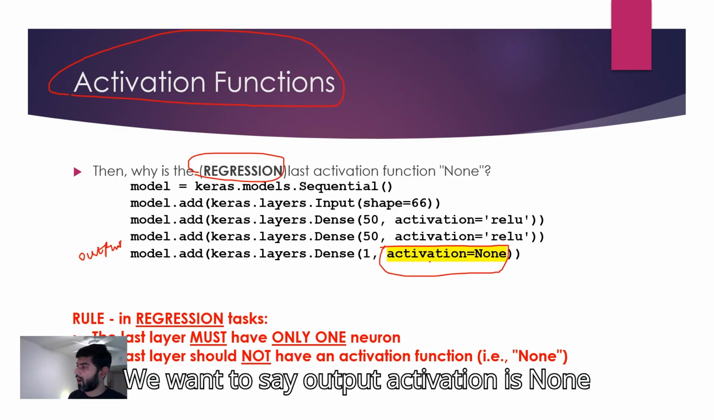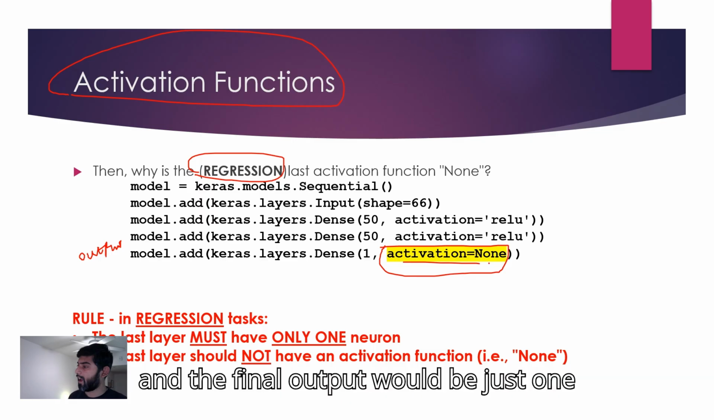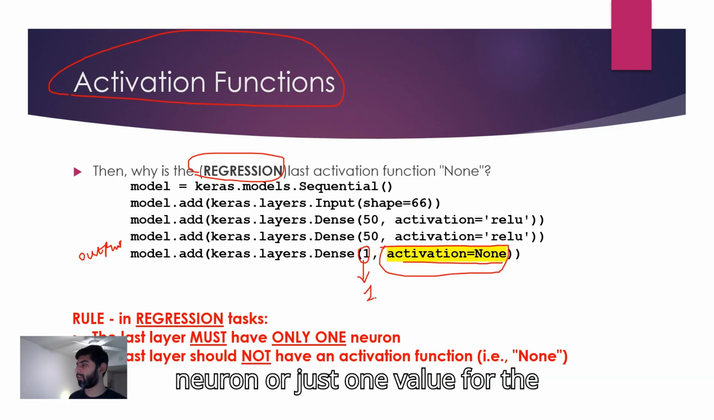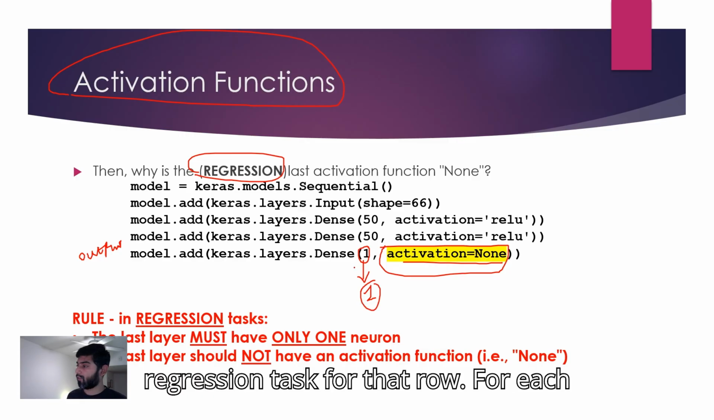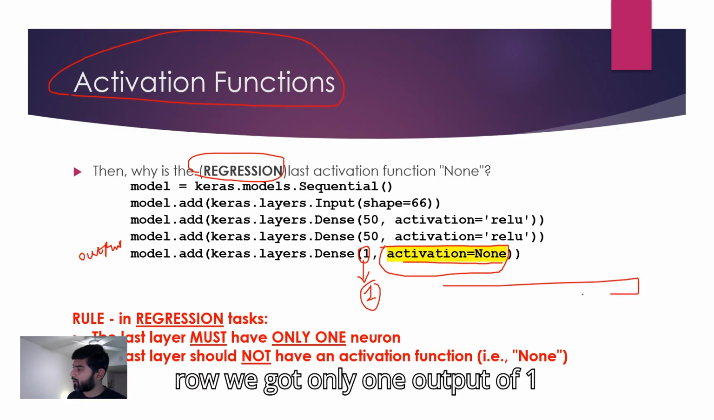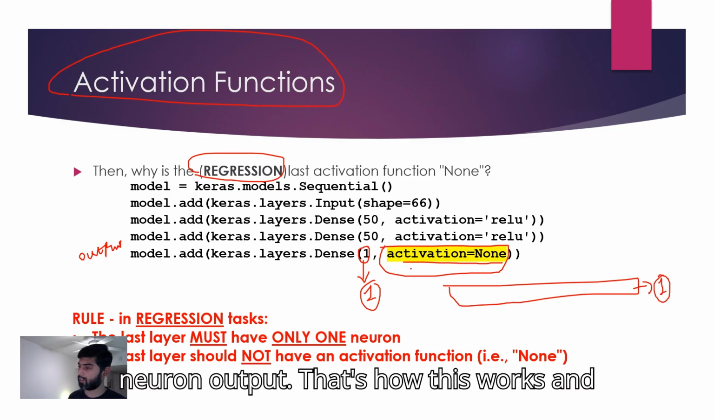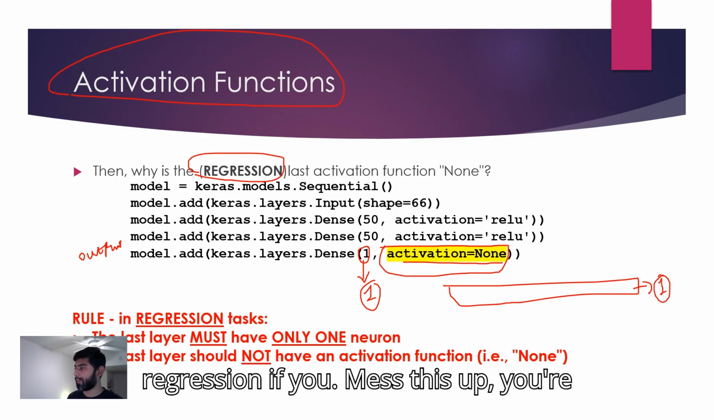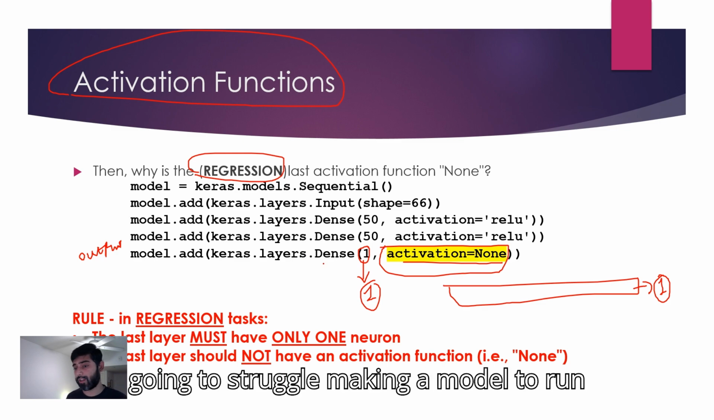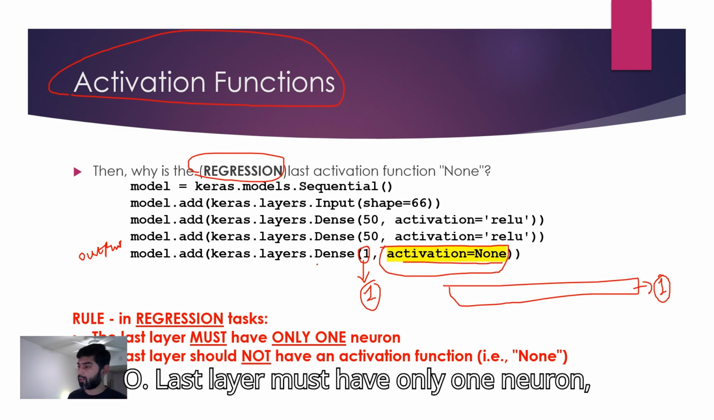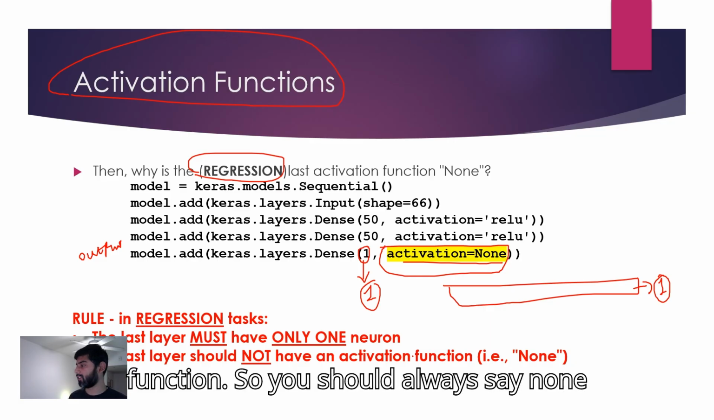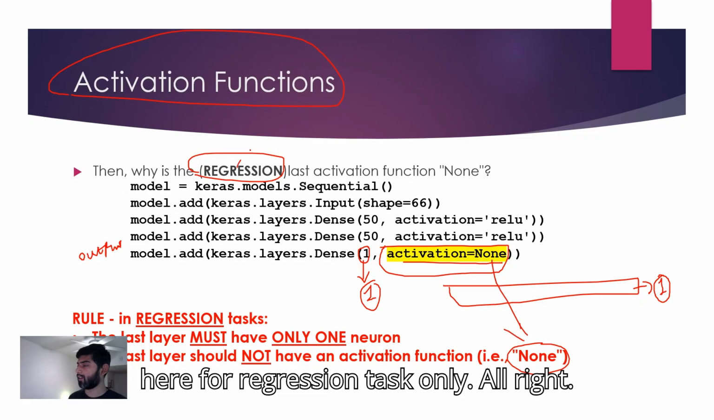We want to say output activation is none, and the final output would be just one neuron, or just one value, for the regression task. For each row, we get only one neuron output. That's how this works. In regression, if you mess this up, you're going to struggle to make a model run. So the last layer must have only one neuron, and the last layer should not have an activation function. You should always say none here for regression tasks only.